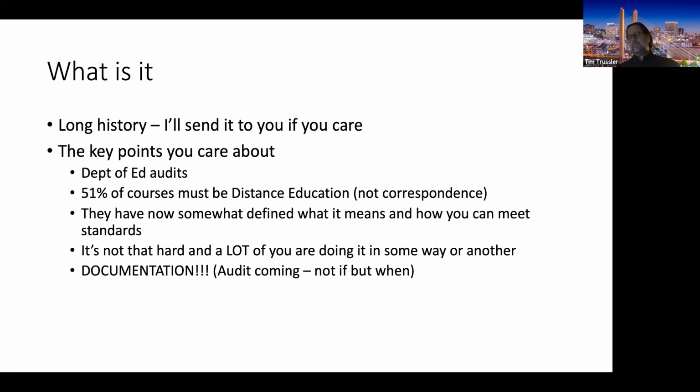But the basic point is the Department of Education established some guidelines and said, if you are offering distance education, then it needs to be distance education. The key thing was around financial aid. In order to be eligible for financial aid, your courses need to be distance education. And the Department of Education started saying, you know what? Those courses you're offering, they're not distance education, they're correspondence courses. And the Department of Education then said, at least 51% of the courses you offer have to be distance education. If not, you're not going to be eligible for financial aid.